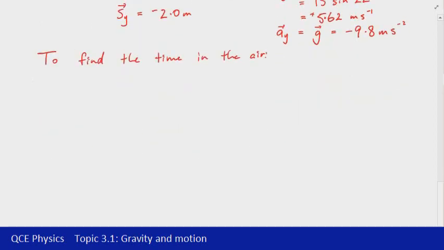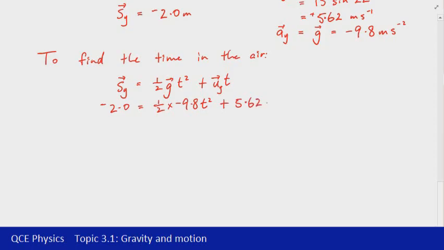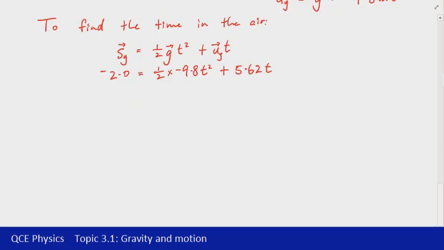So to find the time of flight in the air, we can use the equation sy is equal to half gt squared plus ut. And if we substitute into that, we'd have negative 2.0 equal to half times negative 9.8 t squared plus 5.62 t.